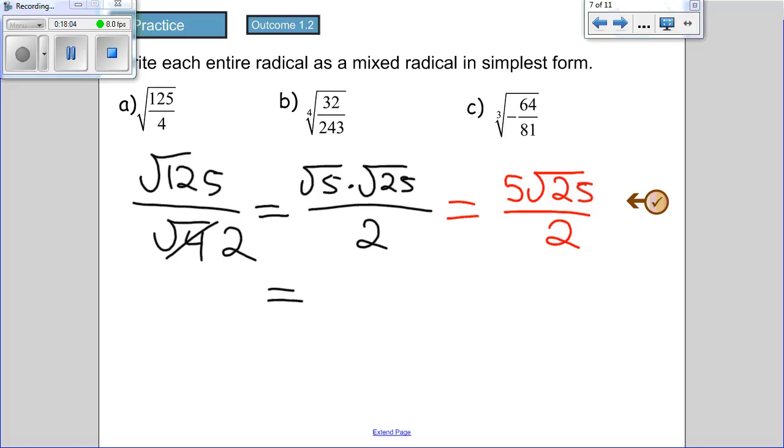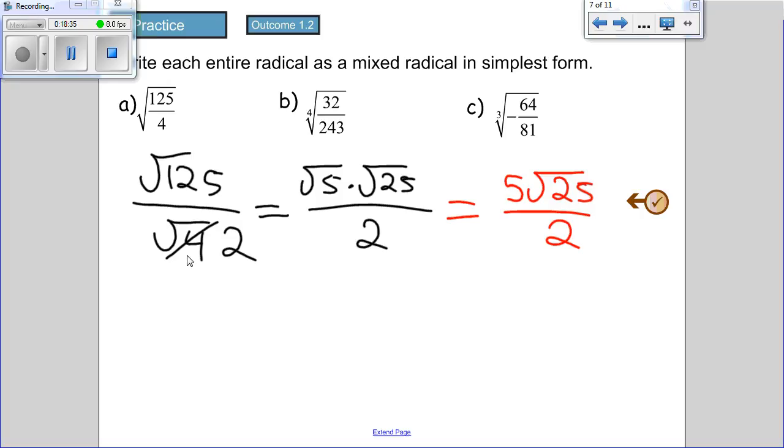If you're ever in doubt about if you're right or you're wrong, just punch it into your calculator. So, for instance, put in your calculator right now the square root of 125 divided by 4. And tell me what you get.